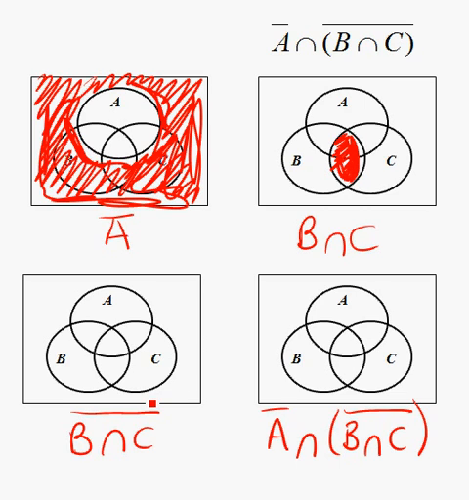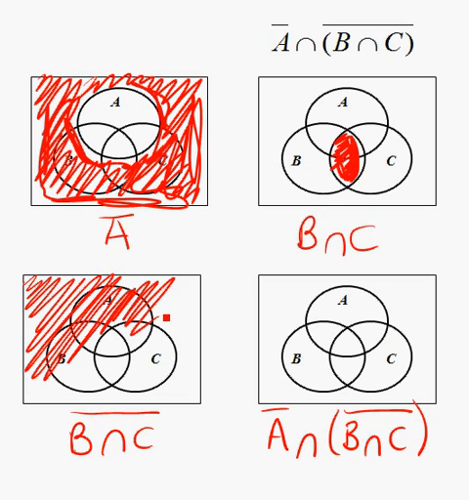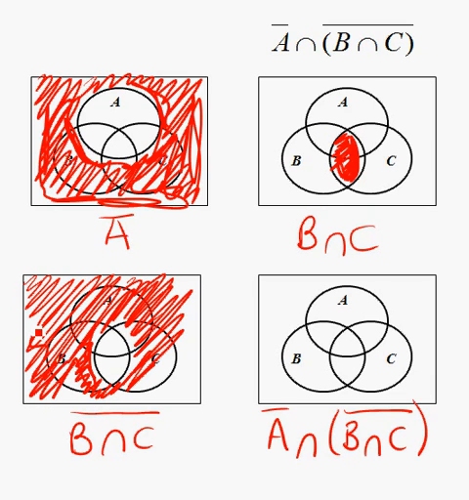Then the complement of B intersection C is everything which we didn't shade in the last diagram, so that is everything apart from that little segment that we shaded in the previous diagram. So we get something like that.